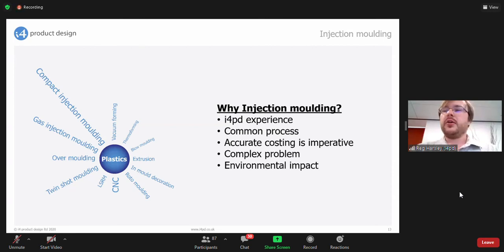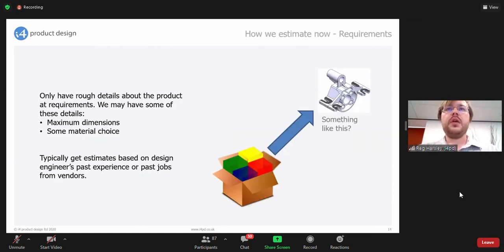We do, as manufacturers, plastics are a very useful material, but we want to use them sensibly and in a responsible manner. So currently how we estimate things: at the start of a project, you might have some kind of size envelope, and you might know some of the materials that you want. If you're an experienced engineer, you might be able to use previous projects to give some kind of cost, or if you speak to a vendor, you might speak to an injection molding vendor.